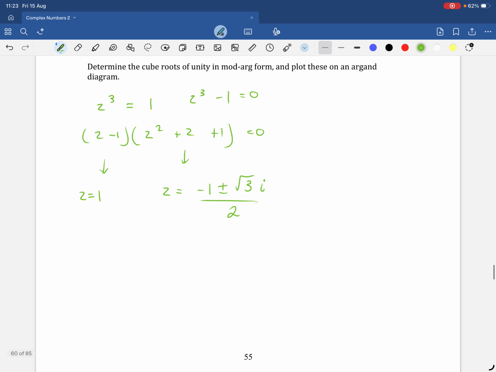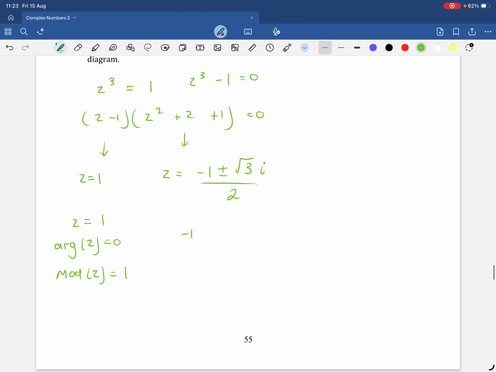Now, it did actually want us to plot them on the Argand diagram, so we might note that z is 1, the argument of z is 0, and the modulus of z is 1. And this one here, if we look at minus 1 on 2 plus root 3i on 2, well, the modulus of that is actually going to give you 1. And the argument will give you tan inverse of root 3 on 2 on a half, which is tan inverse of root 3, which is pi on 3.